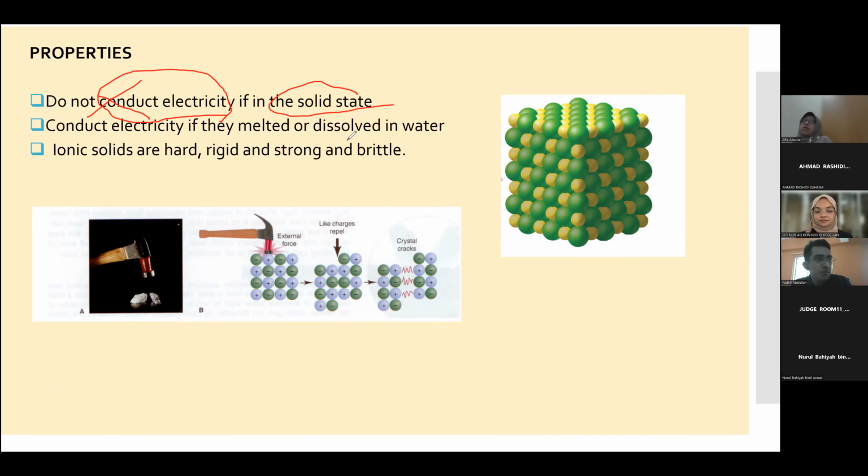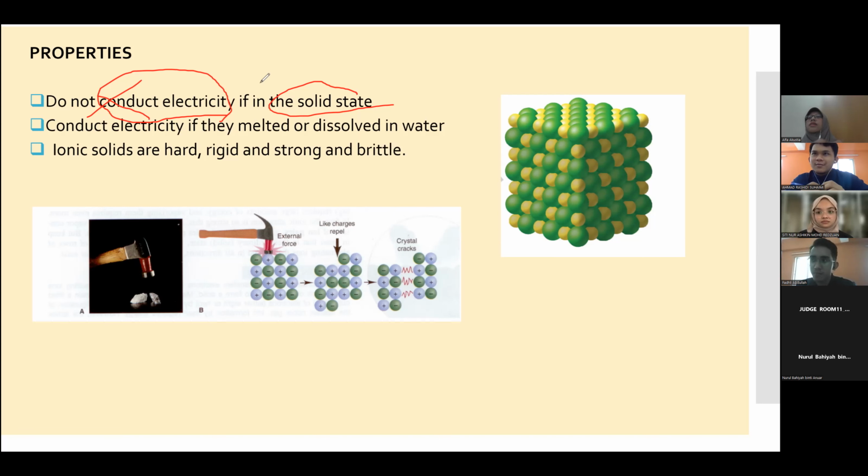When we talk about ionic material, ionic solid, some people say that they can conduct electricity. It's not totally false, but it is also not totally true. If they are in the solid state, in the solid phase, of course they do not conduct electricity.